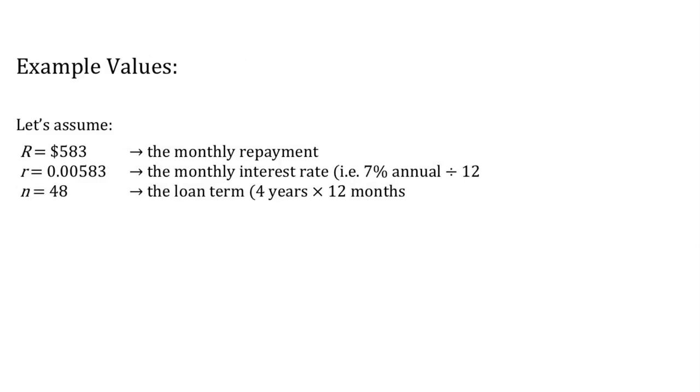Let's return to our working example. So based on a monthly repayment of $583, represented by the capital R, let's introduce the second variable, being the interest rate. So let's say that the interest rate of the loan is 7% per annum. So 7% per annum divided by 12 months will give 0.00583, represented by the small r. And then, of course, N will be 48, given there are 48 months in a 4-year term.